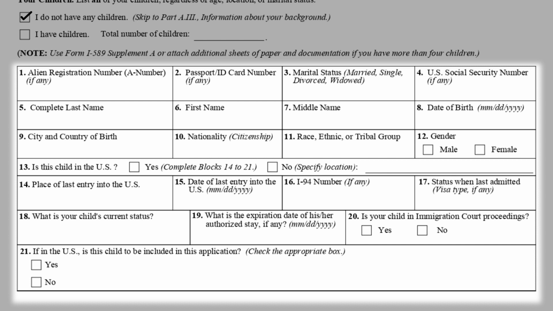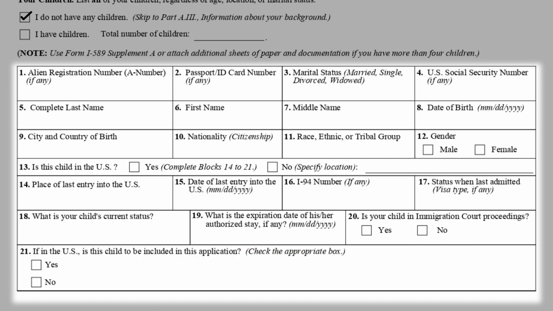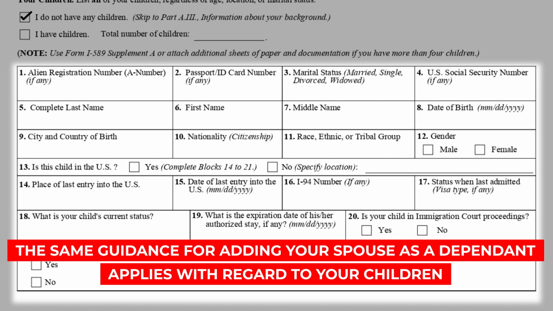Okay, on page 2, near the bottom, we're ready to start providing information for your first child. By the way, if you have more than one child, I recommend going in reverse chronological order, meaning you'll start with your oldest child and work your way back to your youngest. This is going to be similar to the information solicited for your spouse, which we already covered. Therefore, we're not going to cover each of these items from 1 to 21 for your children. Just know that the same guidance regarding adding your spouse as a dependent applies with regard to your children.